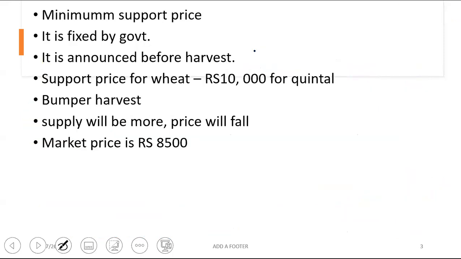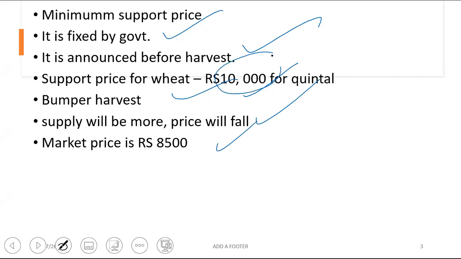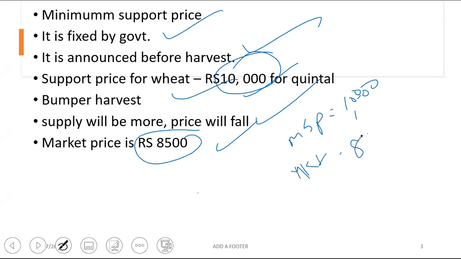अभी देखो, all that we discussed that day: fixed by the government before harvest. Okay, 10,000 rupees for wheat. Bumper harvest, price will fall. Market price is 8,500. Government का price is 10,000, market price is 8,500. Then the farmers will give the wheat to government because government का MSP is 10,000. Government का minimum support price is 10,000. Okay, but market का जो price है after the harvest, it is only 8,500. 1,500 रुपया per quintal में difference है. Government will buy from the farmer the wheat at the rate of 10,000.